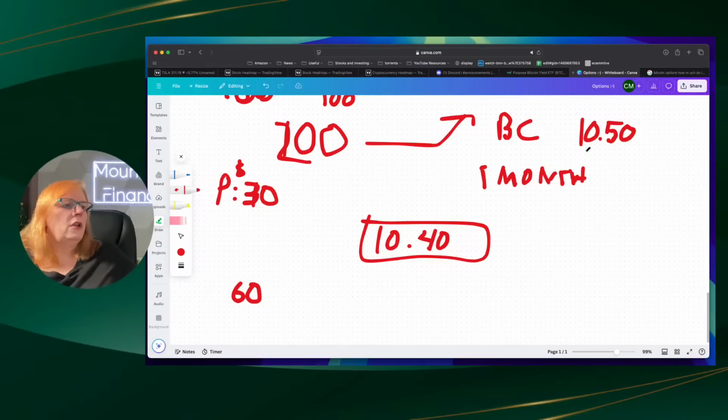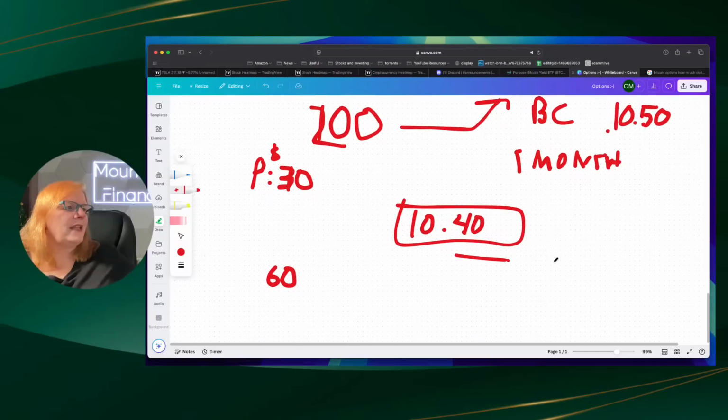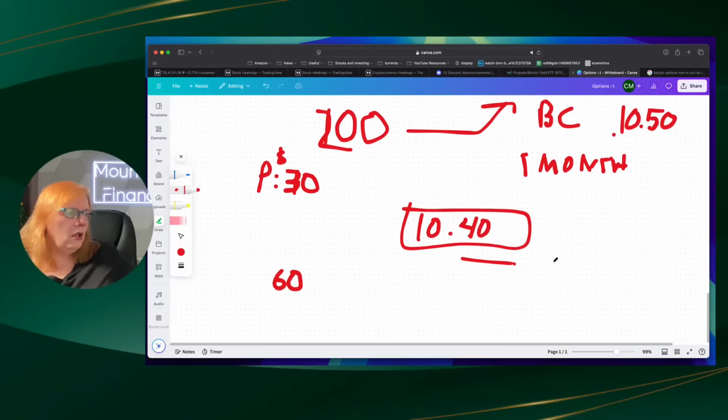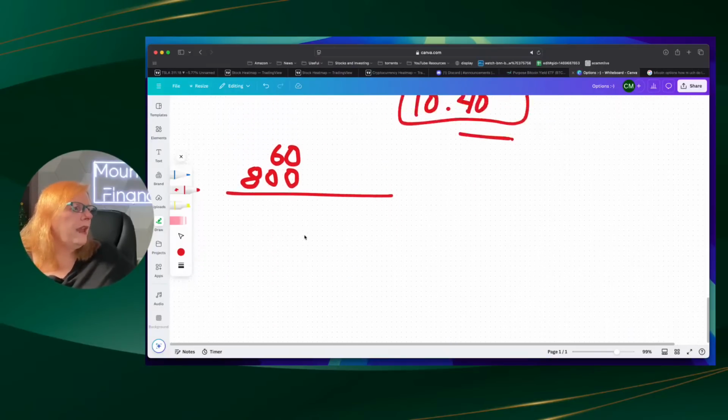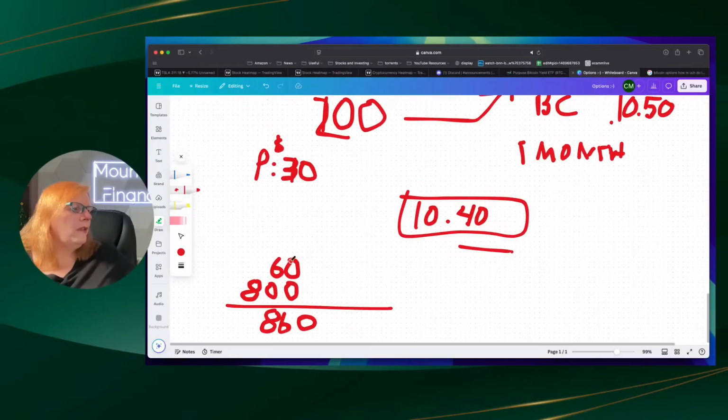Basically, at this point, you went from $10 up to $10.40. So you made 40 cents off of every share. So that there is another $800 right there. Okay, so this is what you're left with. So you're left with a total of $860. All right, at that point, and this is just profit. At that point, it's just pure profit.